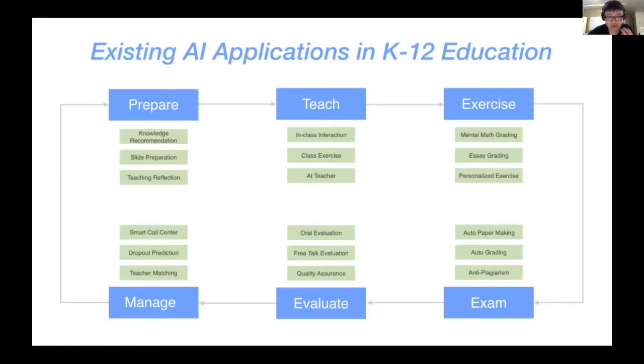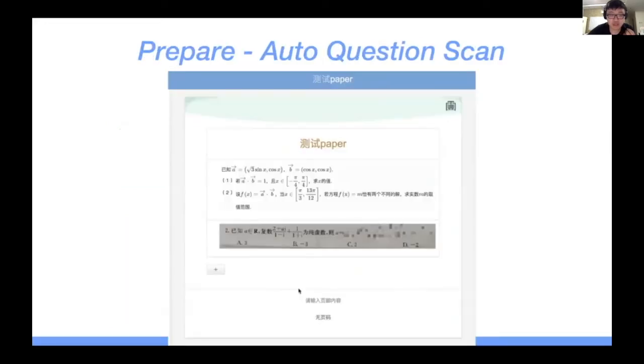Next I will pick a few very successful examples to show you and give you a concrete idea. Okay, so the first is in the first stage, the prepare stage, where we need to prepare the class materials. What people usually do is handwrite a lot of questions and give those papers to students. Right now with AI, with all the advanced OCR technologies, we can automatically extract the questions from the raw papers and create better slides and exams. I will show examples here.